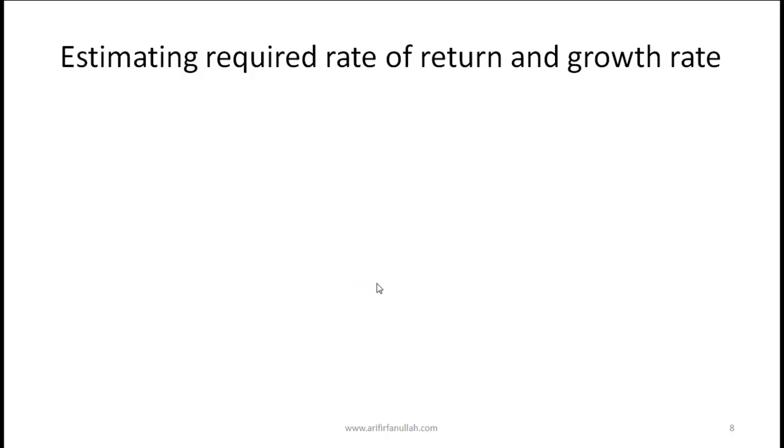Now, in most of the models so far, we have used the cost of equity and we have used a certain growth rate. How do we estimate these numbers? The way we estimate the cost of equity is using CAPM, or capital asset pricing model.